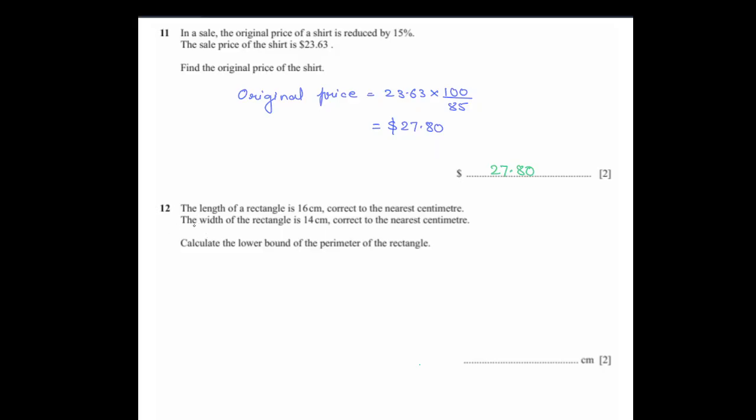Question number 12. The length of a rectangle is 16 centimeters, correct to the nearest centimeter. The width of the rectangle is 14 centimeters, correct to the nearest centimeter. Calculate the lower bound of the perimeter of the rectangle.